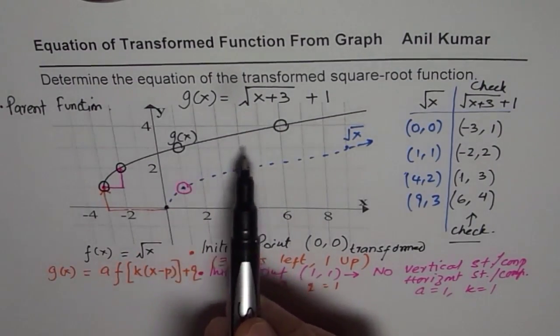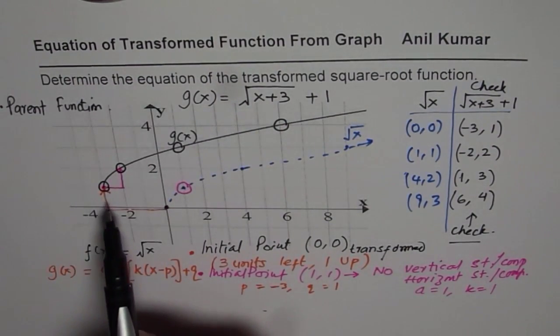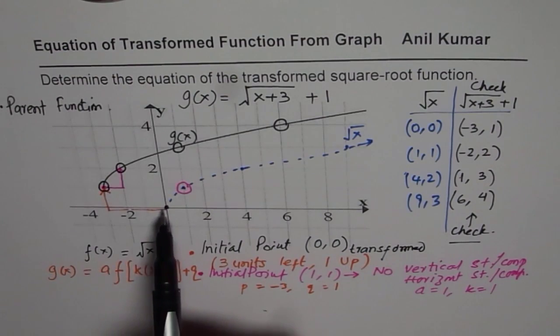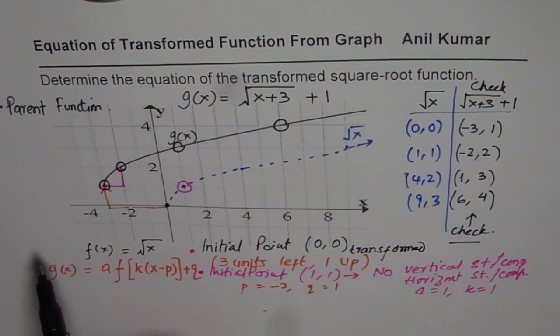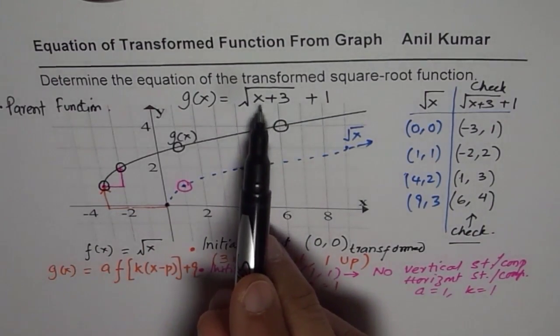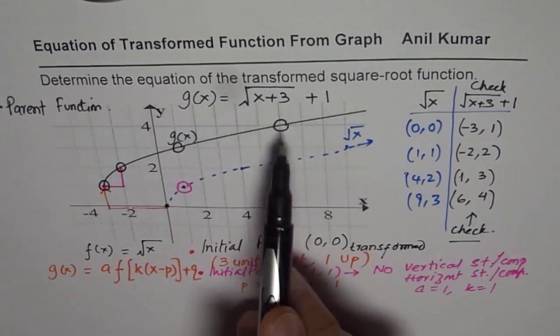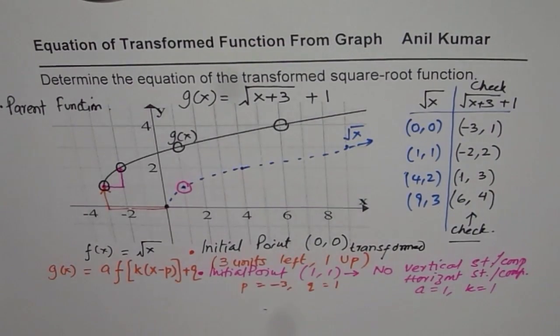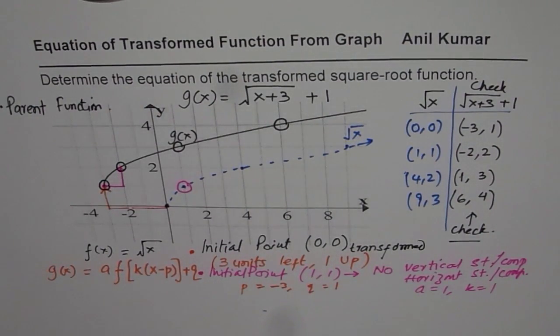Now it becomes kind of clear that it is a horizontal shift of 3 units left and 1 unit up. Based on that, you can write down your equation. Then it's a good idea to check with the points that the equation works for the transformed function. If you follow this process, you'll always get the perfect equation of the transformed function. I hope that really helps.